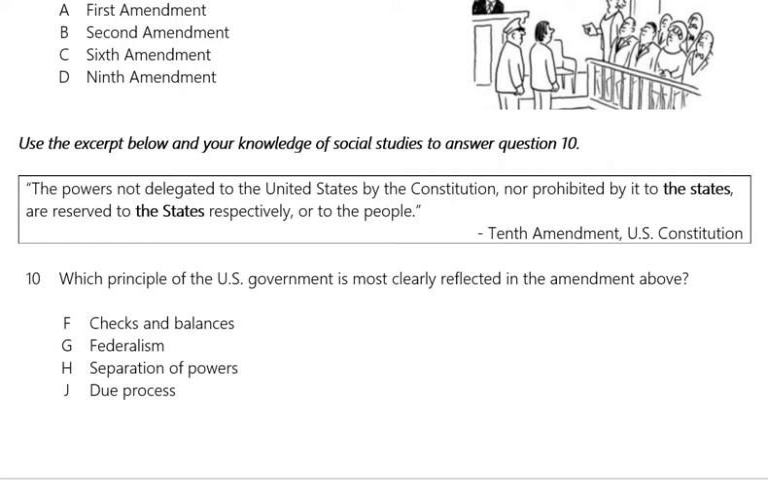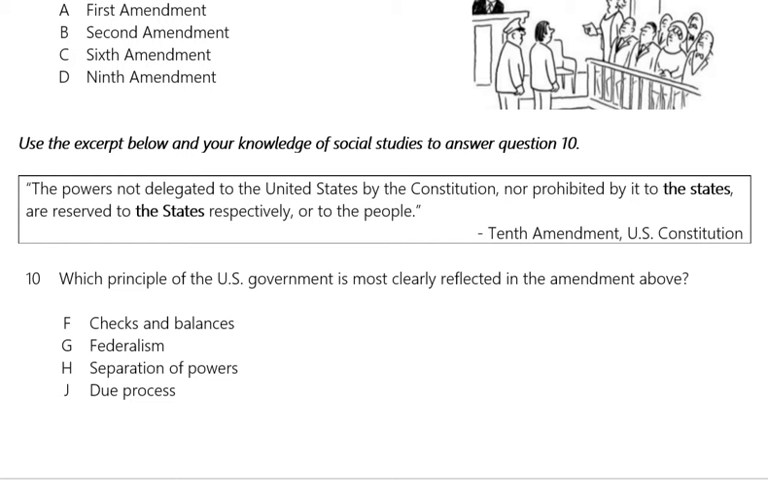Question number 10. Use the excerpt below and your knowledge of social studies to answer question 10. The powers not delegated to the United States by the Constitution, nor prohibited by it to the states, are reserved to the states respectively, or to the people. 10th Amendment, U.S. Constitution. Question 10. Which principle of the U.S. government is most clearly reflected in the amendment above?